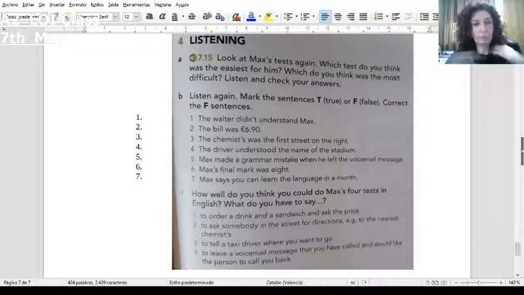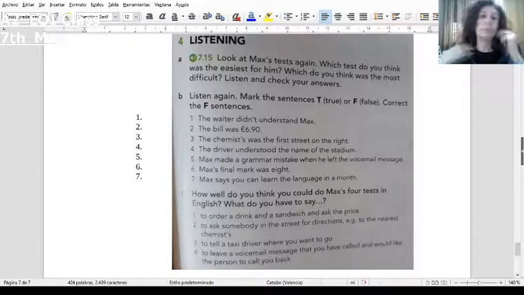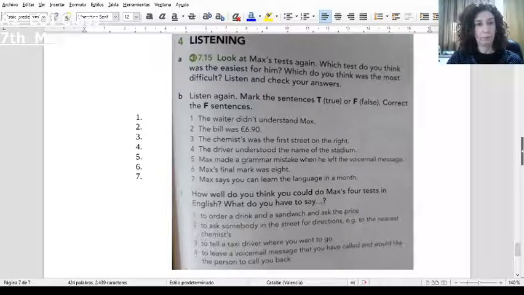There were 4 tests for me to complete in Madrid. I had to order a drink and a sandwich in a bar, ask the price and understand it. Oh, it's not this one, sorry. It's this one, I think. Yeah, this one. Now, here it is.